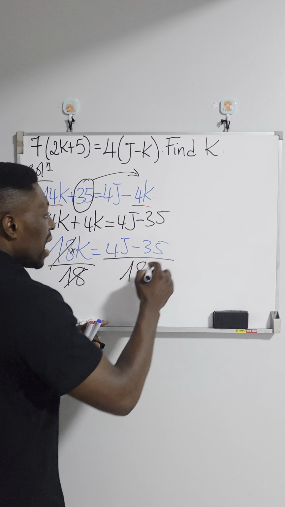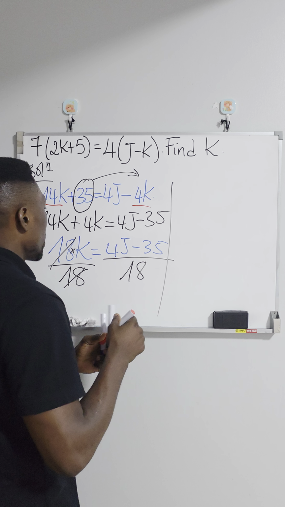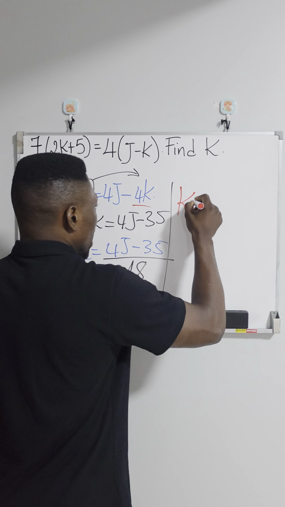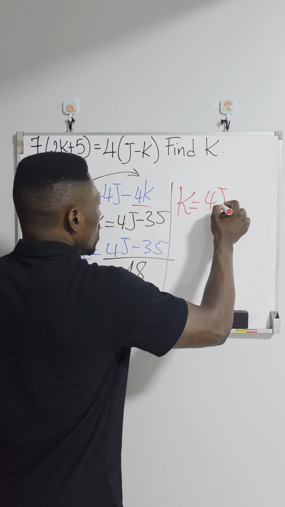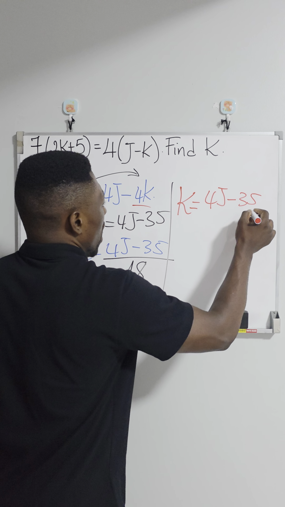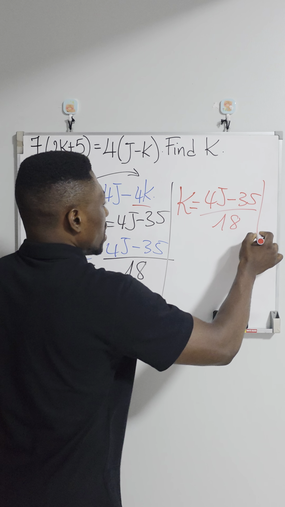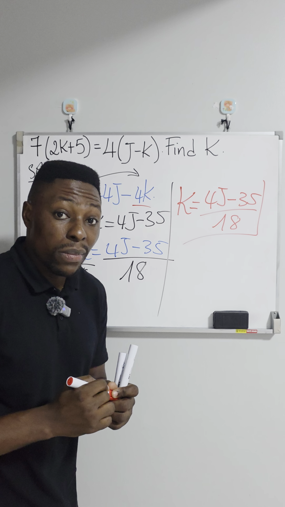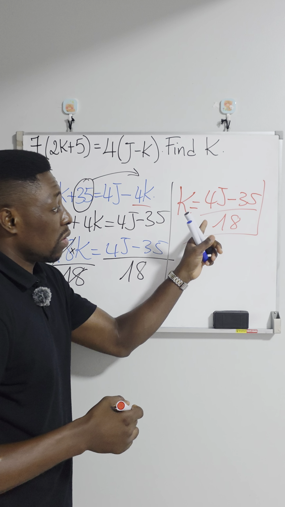This goes like this. And at the end of the day, we will have here that k all alone on one side will be equal to 4j minus 35, and all of this all over 18. Dear friends, we have successfully made k the subject of this formula.